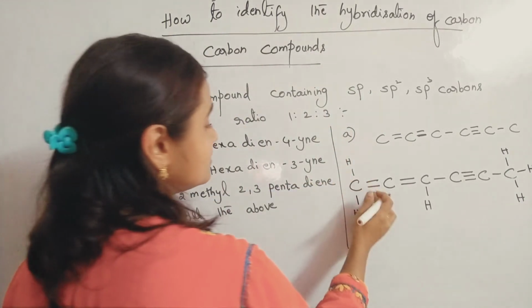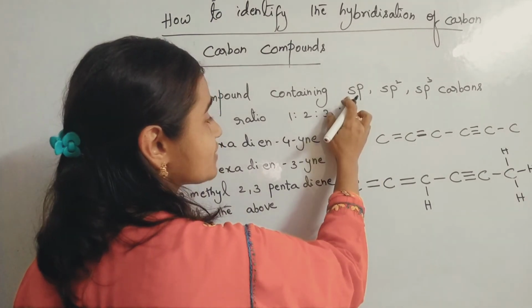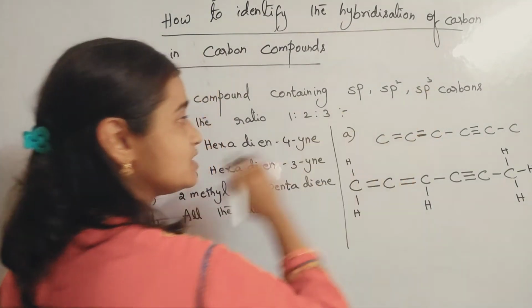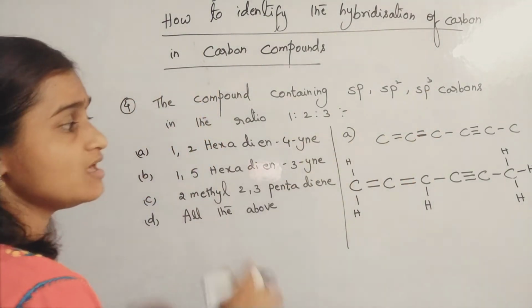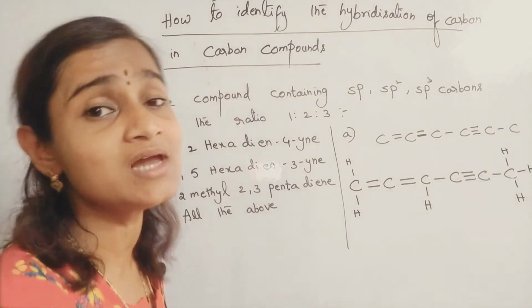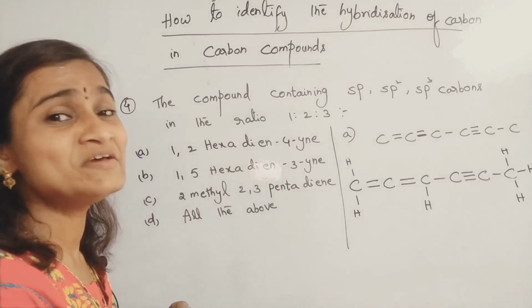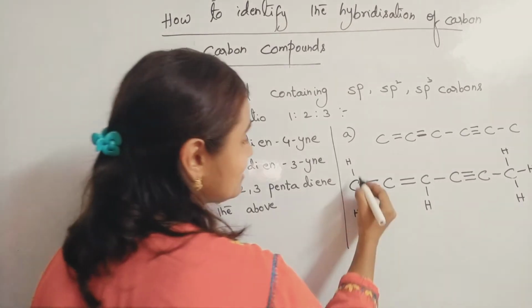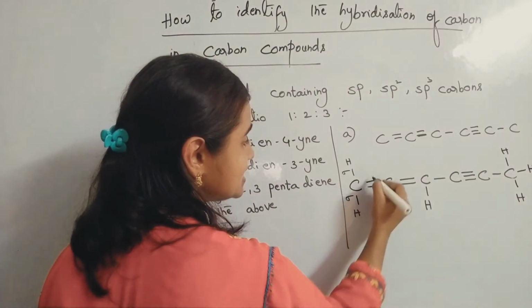Now in this we have to check for what? sp, sp2, sp3 should be in the ratio 1:2:3. You should find out the hybridizations for all carbons in that particular compound. So let us see. Here 3 sigma bonds.